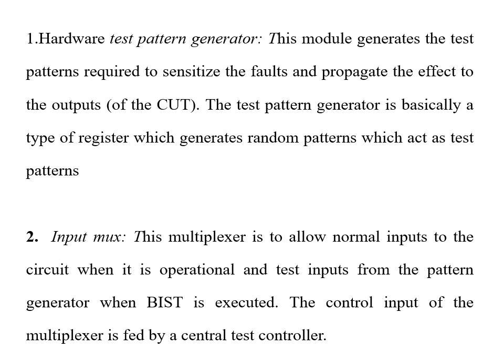The next block is the input mux. This multiplexer is to allow normal inputs to the circuit when it is operational and test inputs from the pattern generator when BIST is executed. The control input of the multiplexer is fed by a central test controller. So in order to control this mux, control input is given from the test controller. So for normal operation, input sequences are allowed to the mux, and for built-in self-test, the pseudo random pattern generating signals are passed through the mux.